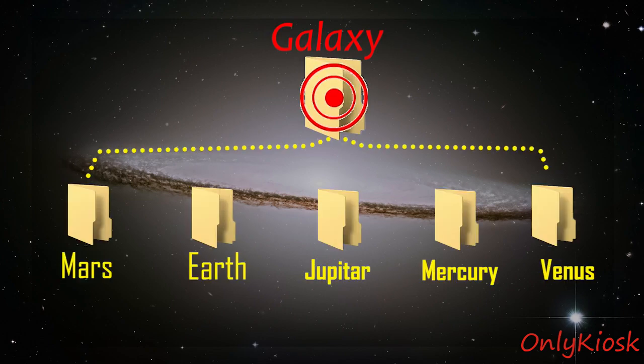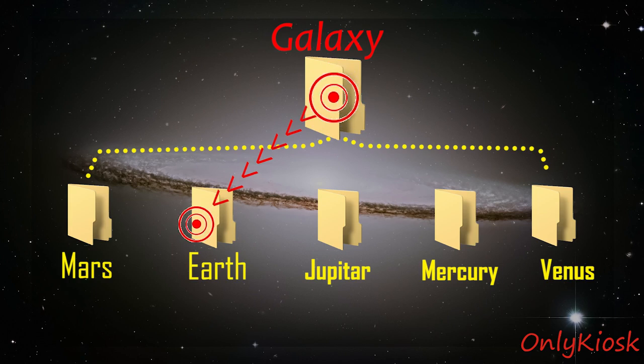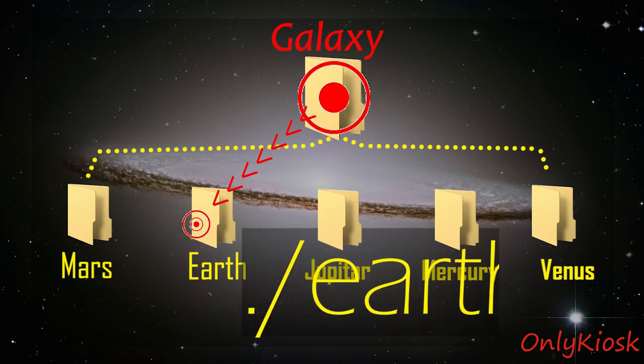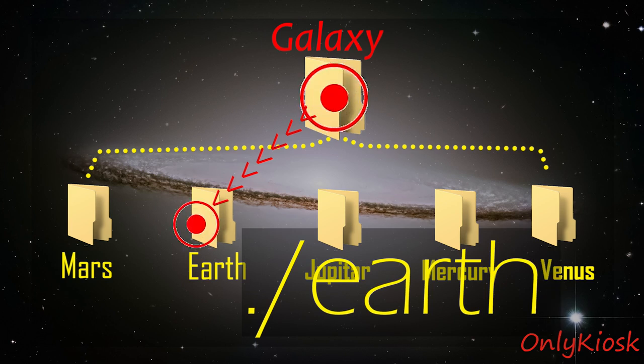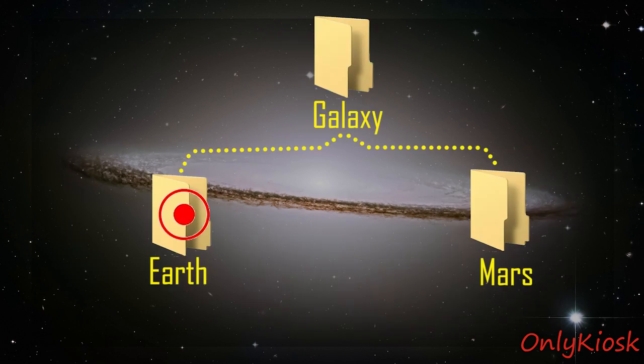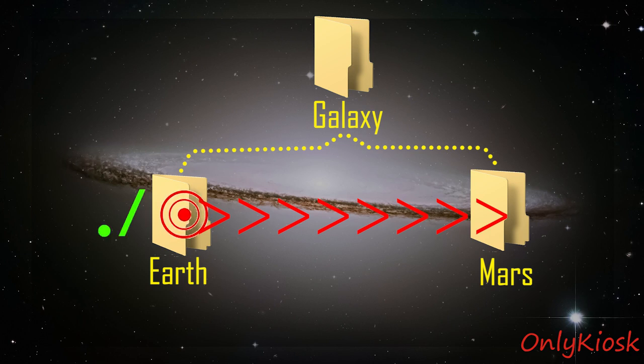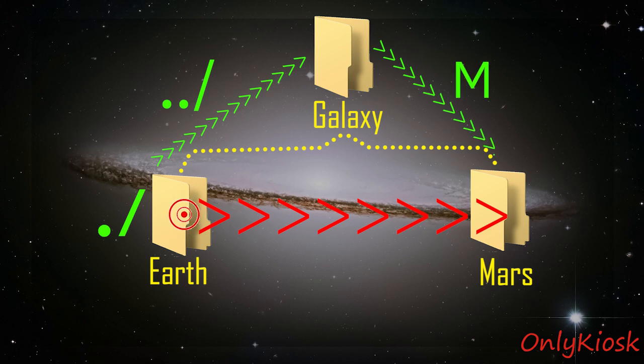For example, if we are currently at the Galaxy file folder and want to get into the child file folder Earth, this is what you do. Single dot slash, then the child folder name, Earth. If you are currently at the Earth file folder and want to go to the Mars folder, this is what you do. Single dot slash, then double dot slash to leave Earth, then the destination file folder, Mars.